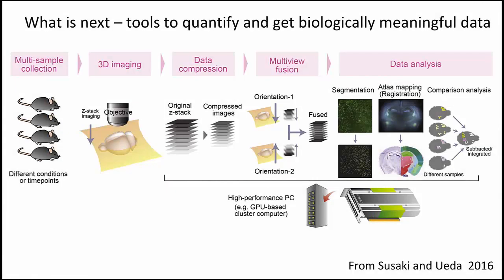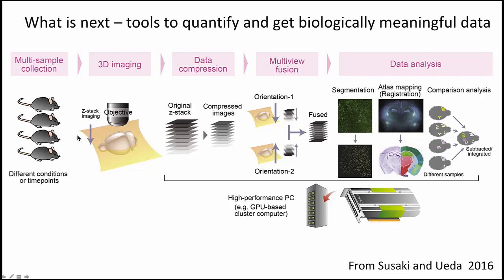So we have this data where we image the whole brain, whole spinal cord, whole mouse. But what do we learn from it? How do we analyze it? What kind of biological questions can we answer? That actually should come now more and more. So we have to focus more and more on how we can analyze this data.